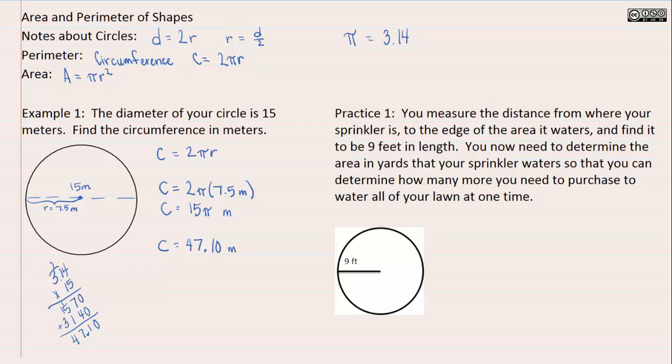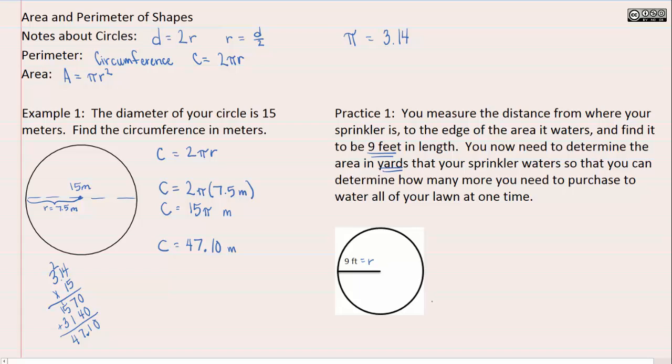Now we will do practice 1 together. You measure the distance from where your sprinkler is to the edge of the area it waters and find it to be 9 feet in length. You now need to determine the area in yards that your sprinkler waters so that you can determine how many more sprinklers you need to water all of your lawn at one time. Our current measurement is in feet and we need our measurement in yards. So let's start by changing our 9 feet to yards.